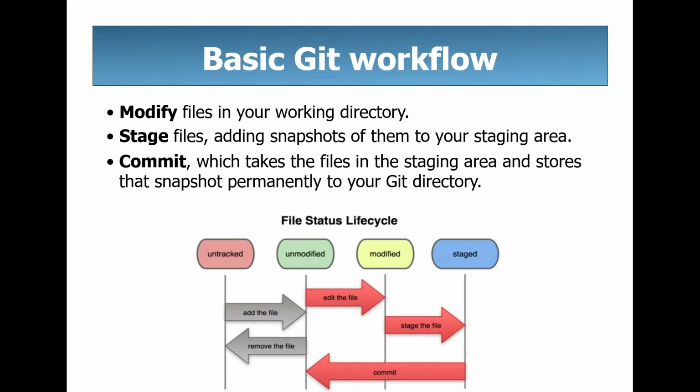11th one, merge branches. Purpose: integrate changes from one branch into another. This is commonly done to merge a feature branch into the main branch. Command, for example, bash git merge branch name.